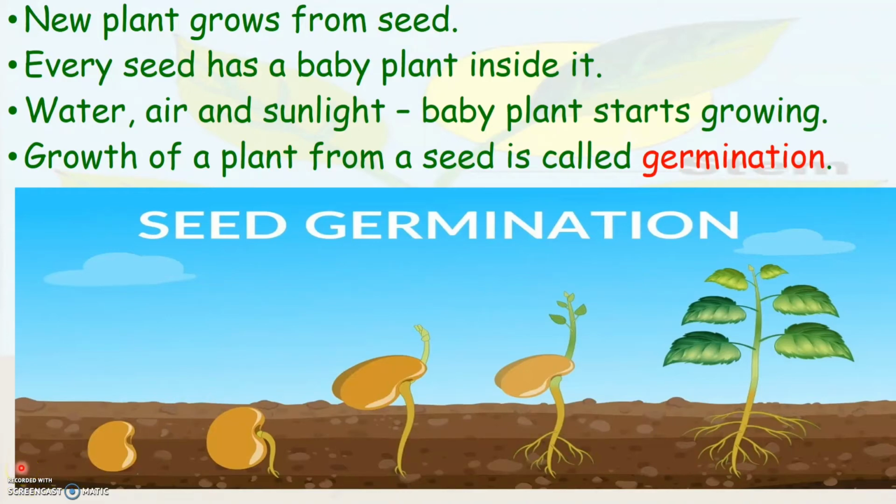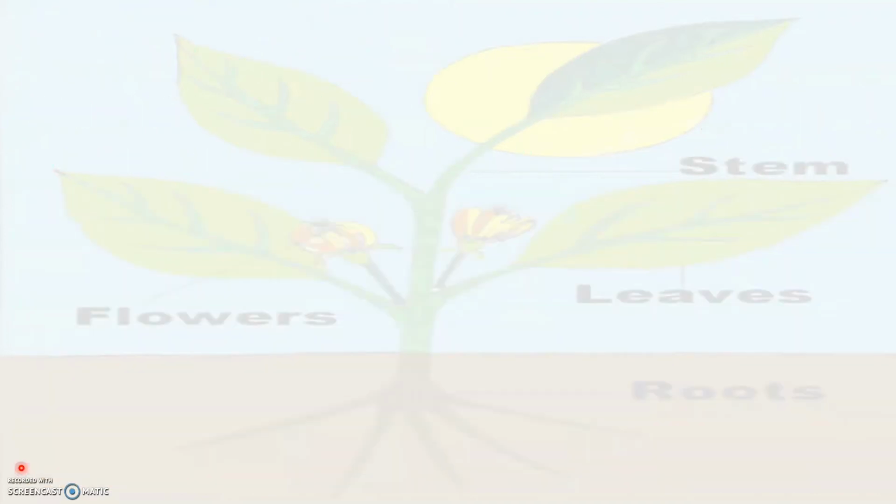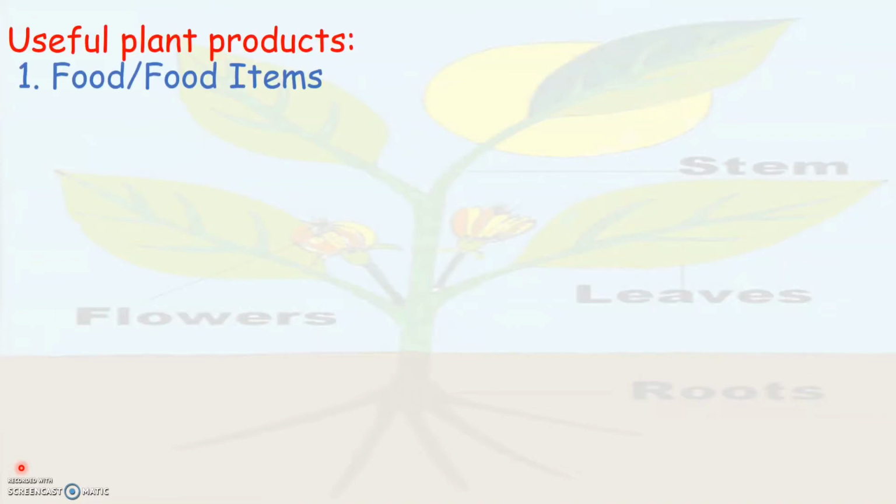We have now learnt about different parts of a plant and also about its growth. We will now see which are some of the useful plant products that we use in our daily life. We all depend on plants for our food, isn't it? Yes. And many of the food items that we use come from plants. Food items like cereals, pulses, fruits, vegetables, nuts and oil. All these are food items which come from plants. We will now see each of them one by one.